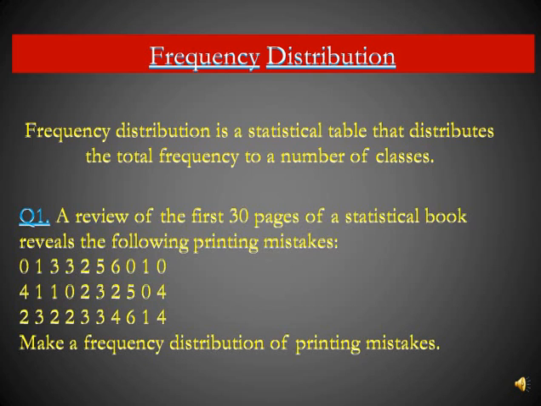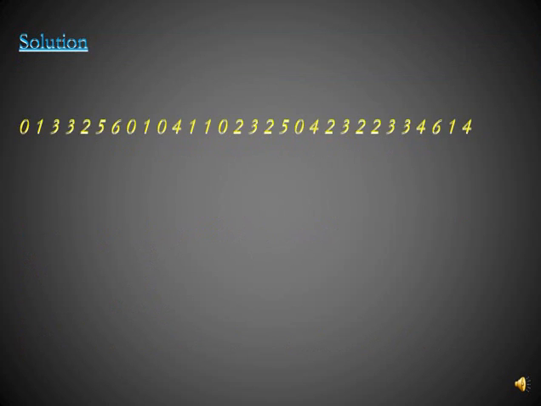Now let's do a question. A review of the first 30 pages of a statistical book reveals the following printing mistakes. Here are the printing mistakes made in 30 pages. Now we have to make a frequency distribution of printing mistakes. For constructing a frequency distribution, first we will write down all the values in a row. As we can see here, there are mistakes from 0 to 6.